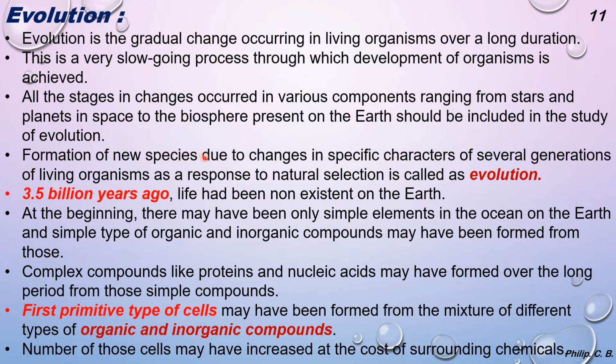So formation of new species due to changes in specific character of several generations of living organism as a response to natural selection is called evolution. Now what is this natural selection? Means nature selects the species according to its survival capacity. The one which can overcome the environment, climate changes will survive. One which cannot, after a certain period of time, becomes extinct.